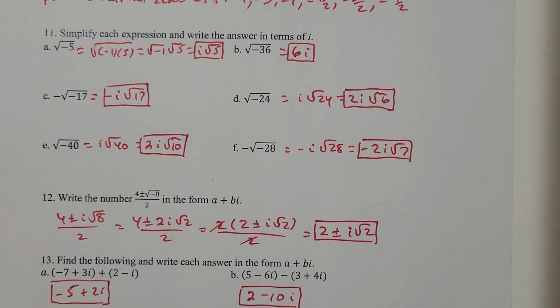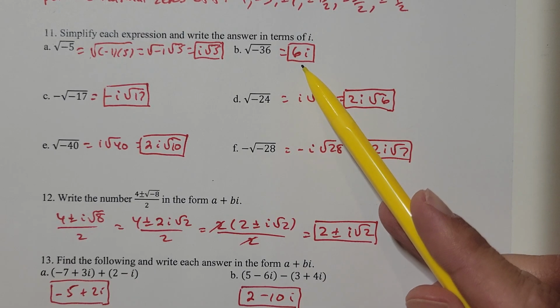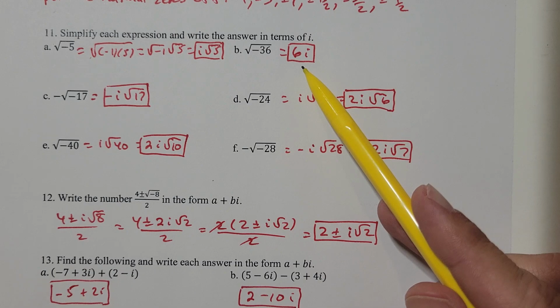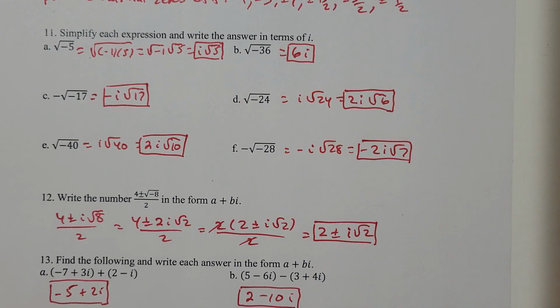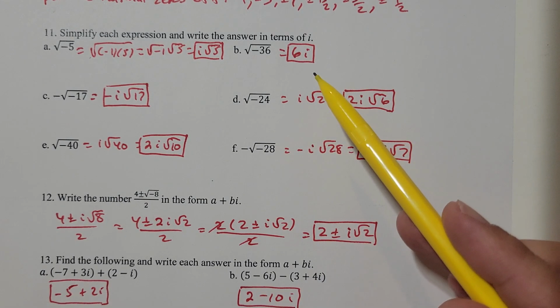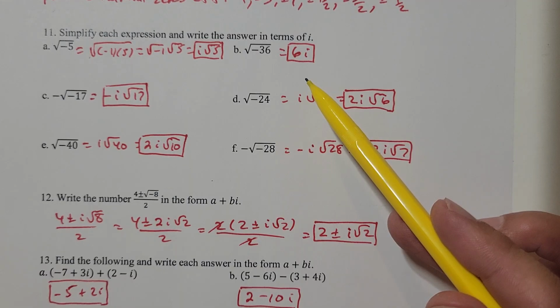Okay. Now, usually when we have a number that involves an imaginary part, if the real number part does not contain a radical, like this number here, 6i, usually we write i after the real number part. Although you can write it before it if you want. So you could say, this is the same thing as i times 6.